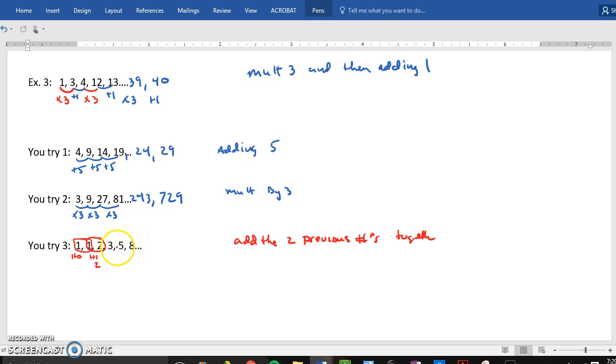So 2 plus 3 is 5, 3 plus 5 is 8, 8 plus 5, this is now going to be 13, and then 8 plus 13 would be 21.